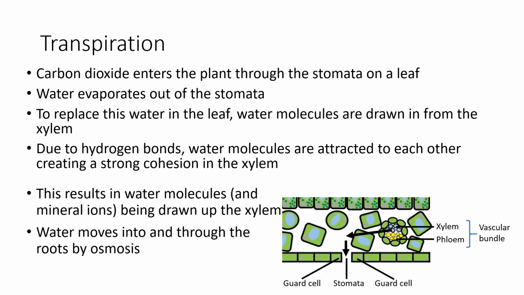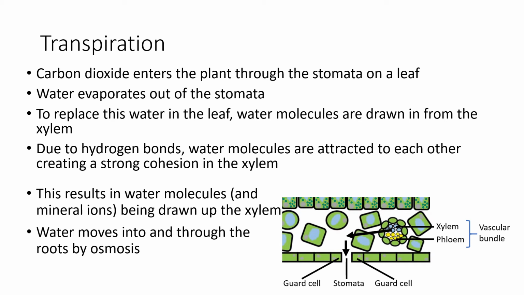Because there are hydrogen bonds in water molecules, they are attracted to each other, and we have what's called cohesion. And cohesion can be seen very easily. If you put water in a very narrow tube, you get this meniscus effect where you have the water, instead of being perfectly level, creates a little U shape. And that's where we've got cohesion going on. But cohesion results in all the water molecules being attracted together.